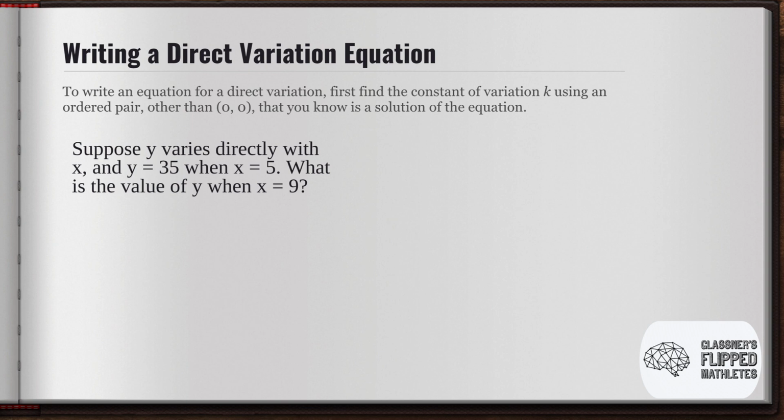And so to do this, you're going to have to write a direct variation equation and then plug in x for 9. So let's start by finding your k value. K is equal to y over x. When y is 35, x is 5, so 35 over 5, which simplifies to 7. So k is equal to 7.